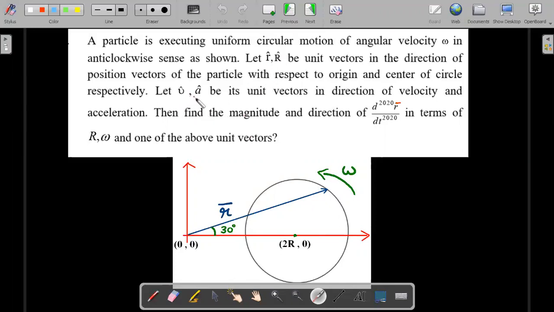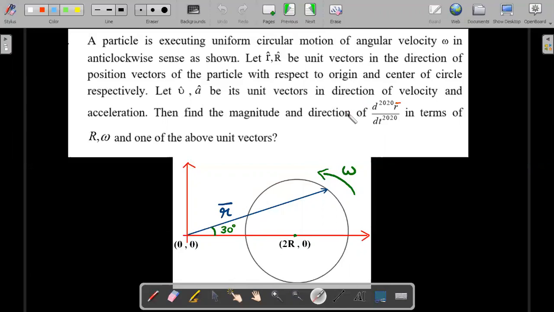Then we have V cap and A cap, which are unit vectors in the direction of velocity and acceleration instantaneously. Then find the magnitude and direction of something very fun. R bar, which is this one, is being differentiated with respect to time 2020 times. If you differentiate this with respect to time 2020 times, you would end up getting a vector, it seems.